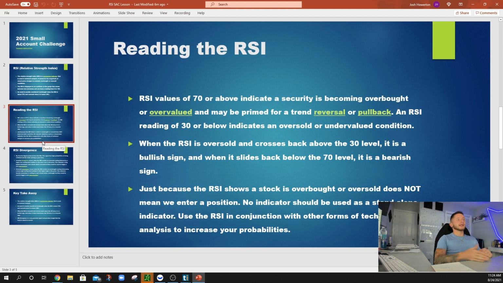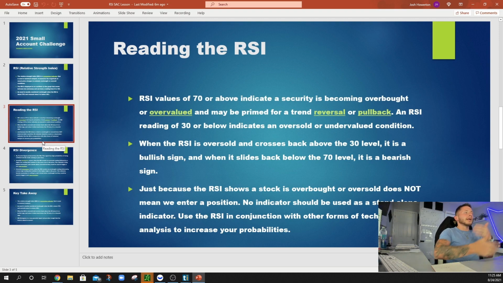Same thing, the stock's dumping. Just because the stock is at a 10, 15, or 20 on the RSI, and that's an indication that the stock is oversold, does not mean we jump into a long position. We use the RSI in conjunction with other forms of technical analysis, with other popular indicators. And that's how we increase those probabilities. That's how we identify 70-30 probabilities, 80-20 probabilities, right? 80% chance of being right, 20% chance of being wrong.